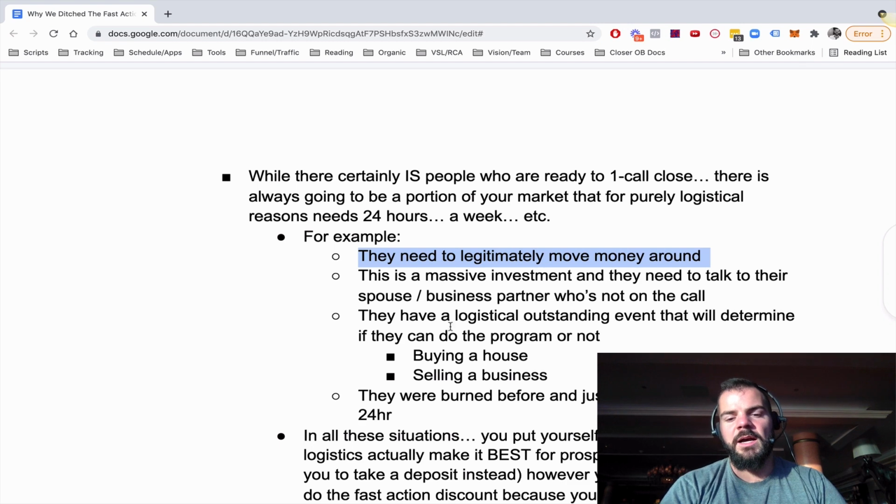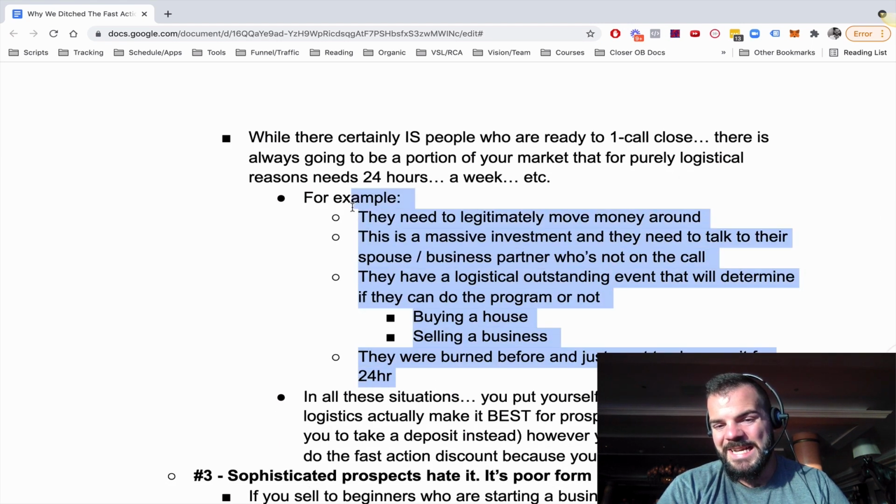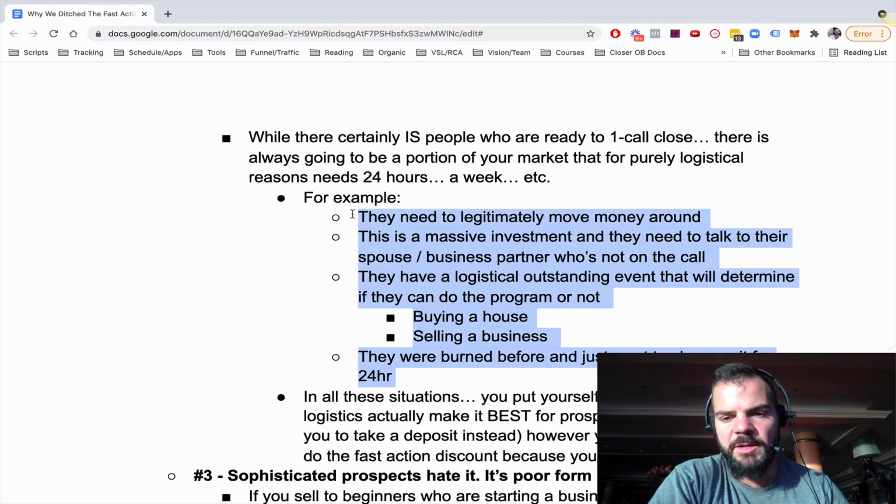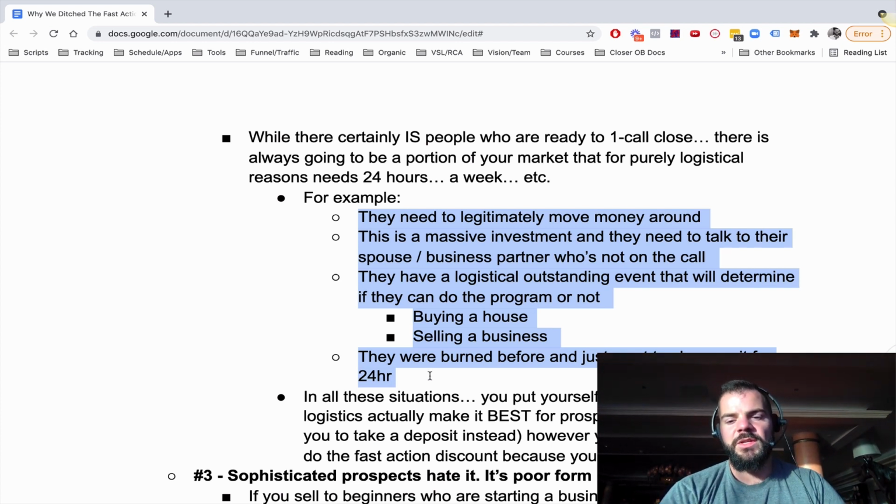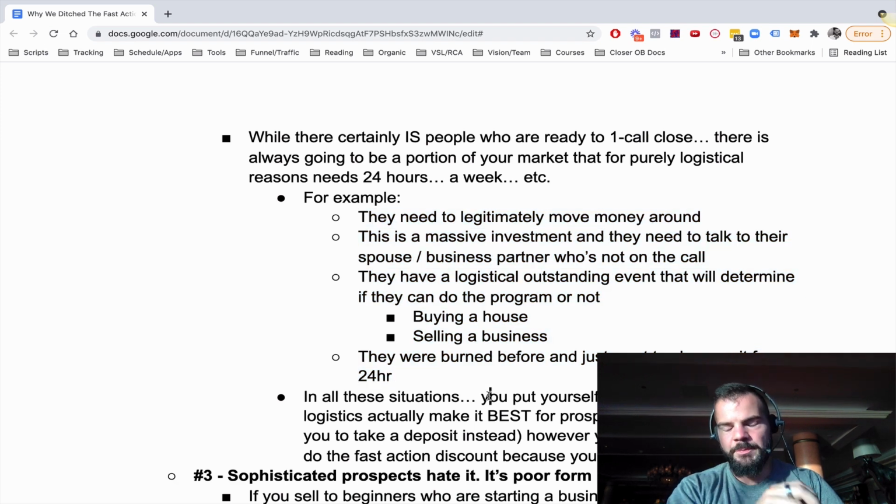Okay, and I will talk about deposits in a second because if you're a fast action discount proponent, you're like, well, we can just take a deposit. Well, we'll talk about that. But there's a lot of reasons why somebody can't decide right that second, and in all these situations, you kind of put yourself in a corner.